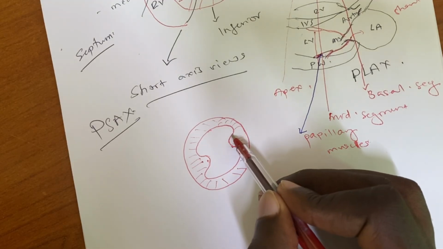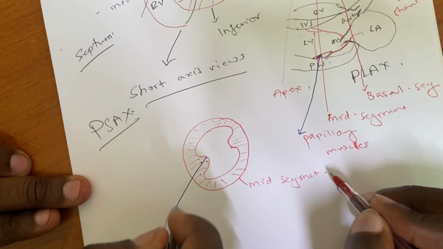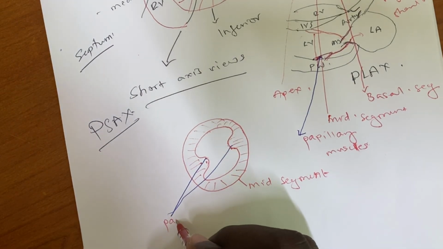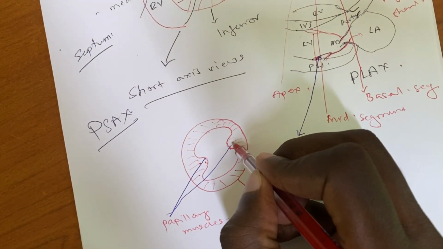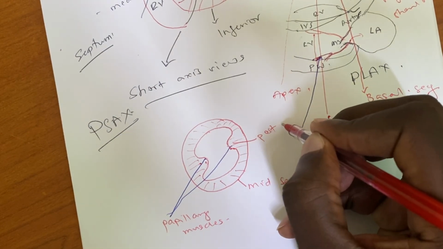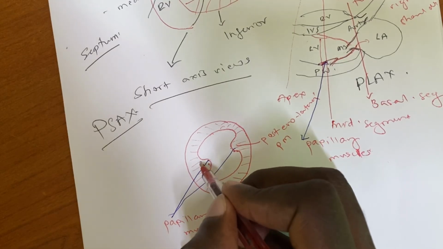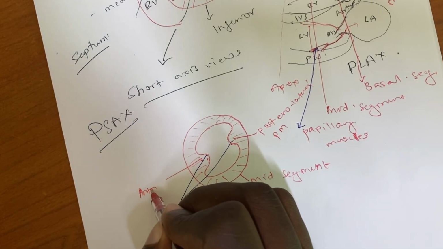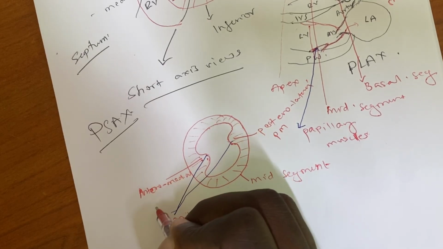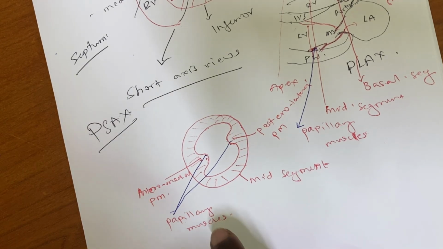Here, this protrusion inside the cavity is the papillary muscle. This is at the mid segment. This is the anteromedial, this is the posterolateral papillary muscle. Particularly the medial one is so important, very important, as far as if ischemia is there, then regurgitation. But we shall see that one.